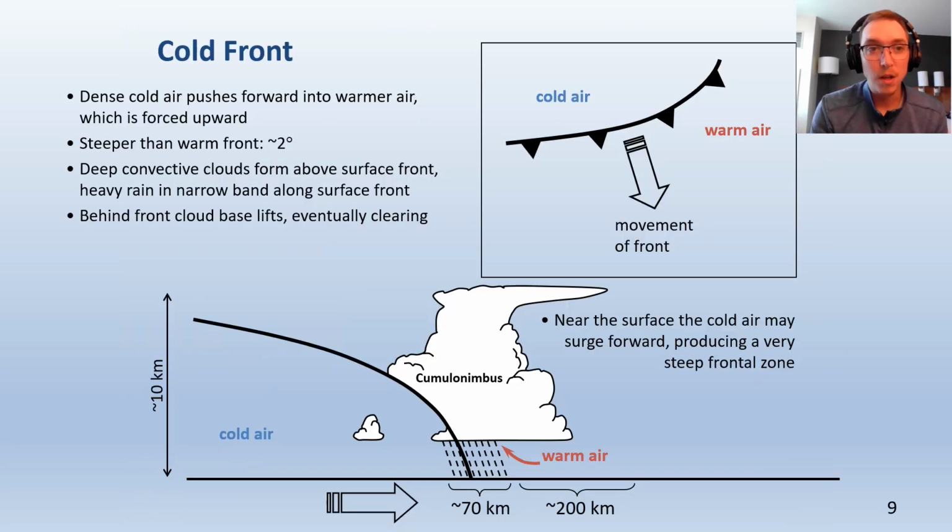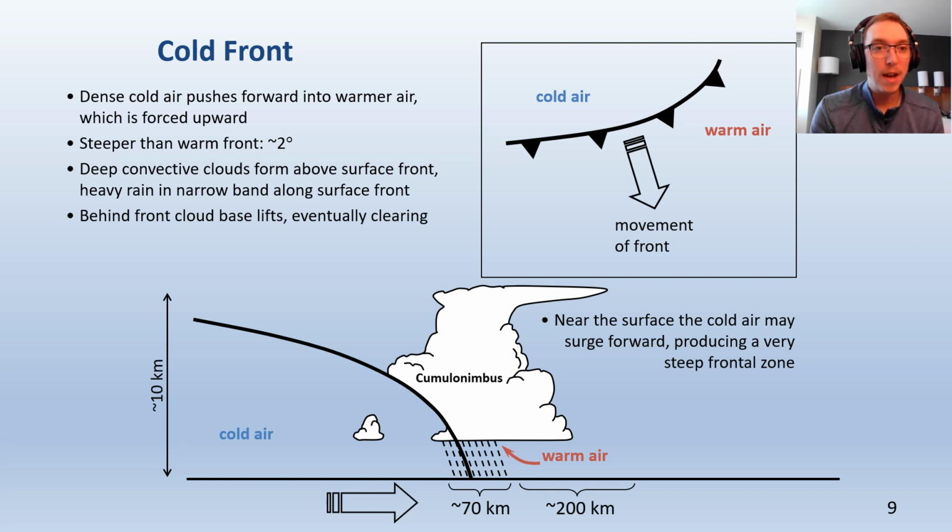Now a cold front, on the other hand, we see that dense cold air pushes forward into the warmer air, which is forced upward. This is much steeper, so it's about 2 degrees is the inclination plane for a cold front.